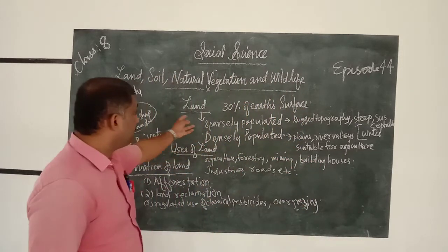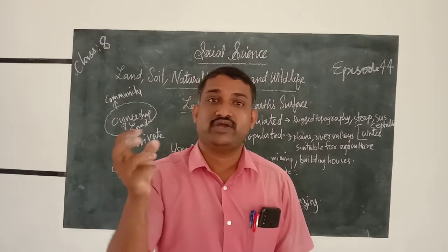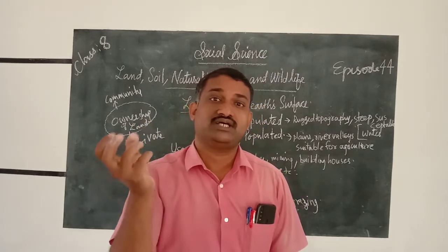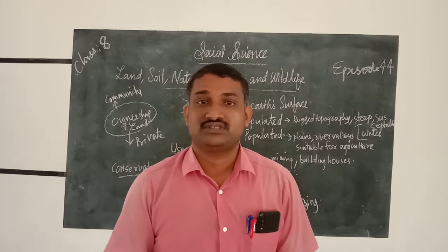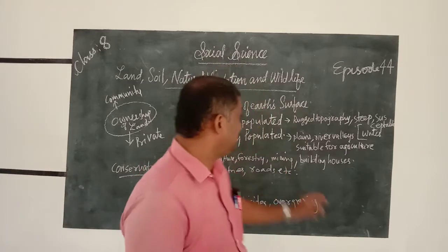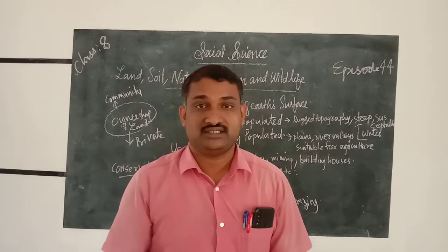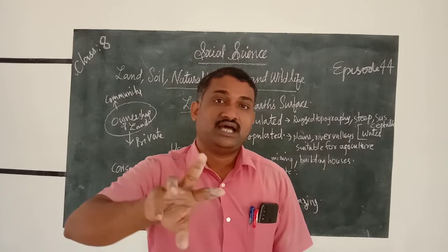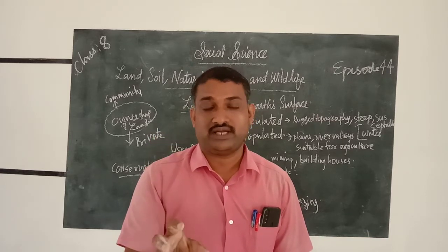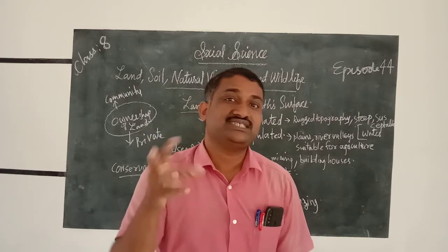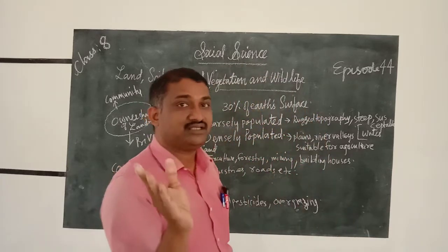So land is 30% of our earth's surface. An examination may ask: 30% of the earth's surface is covered by dash. That is land. Only 30% is land; the remaining, you know, is water. Earth is considered a blue planet or blue marble because most of its area is covered by water. Only 30% remains as land.